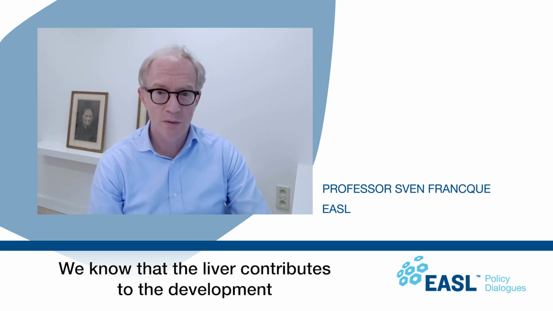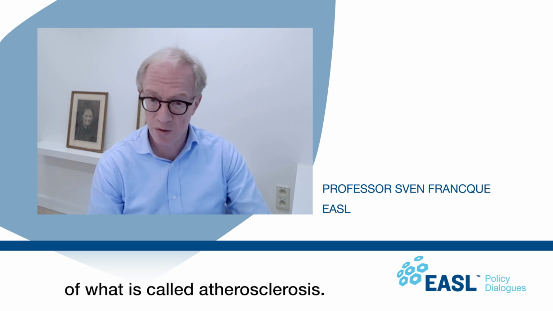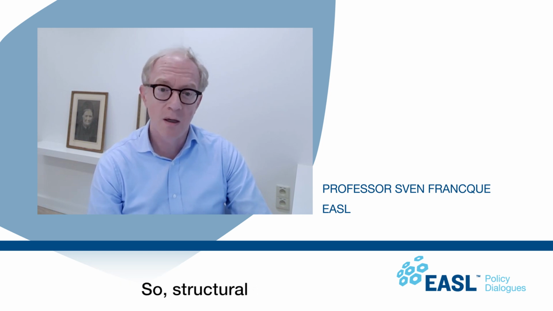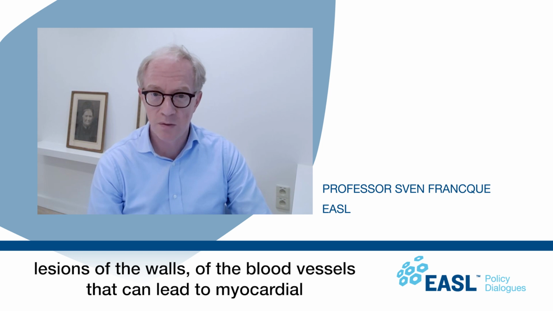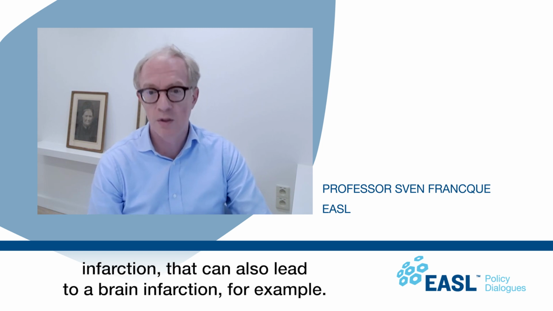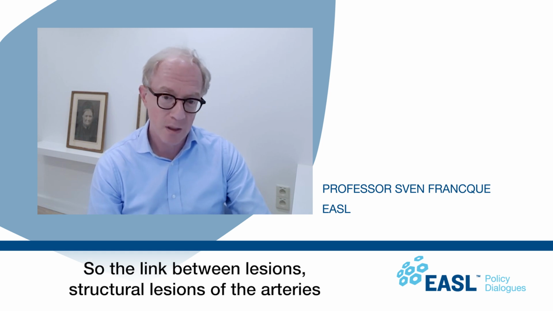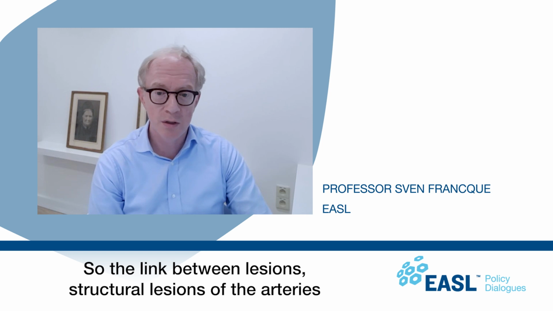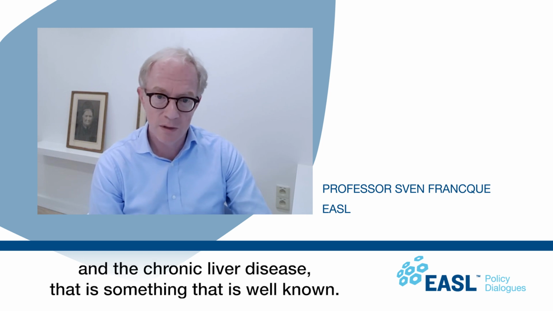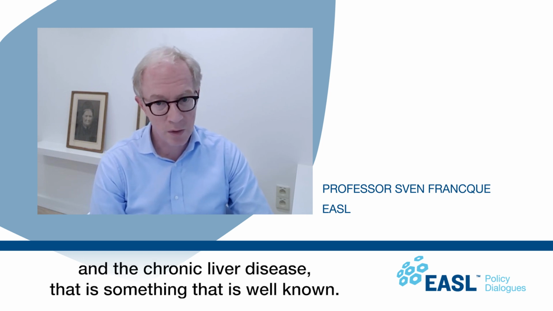We know that the liver contributes to the development of what is called atherosclerosis, so structural lesions of the walls of the blood vessels that can lead to myocardial infarction, that can also lead to a brain infarction, for example. So the link between structural lesions of the arteries and chronic liver disease is something that is well known.